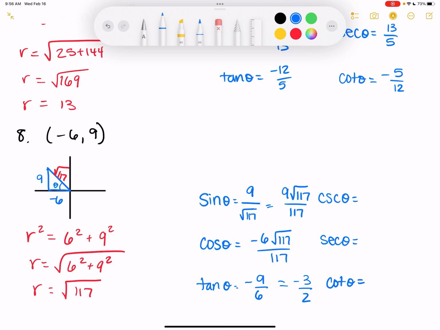Cosecant. Root 117 over 9. Secant. Root 117 over 6. One negative. Okay, negative root 117 over 6. Cotangent. Negative 2 over 3.